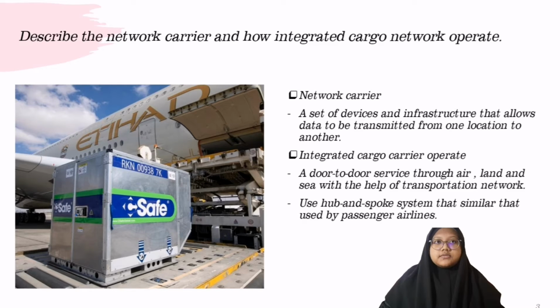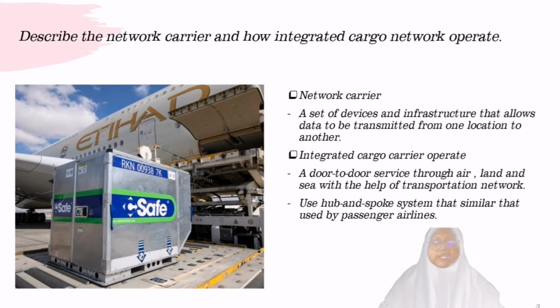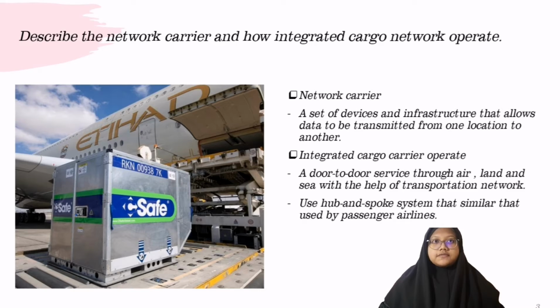Okay, the first question is to describe the network carrier and how the integrated cargo network operates. A network carrier is a set of devices and infrastructure that allows data to be transmitted from one location to another. The data transmission service is offered as a product to the end consumer or to a reseller. For example, all devices from internet to computer and phone will be connected to the technology department to observe what their customer wants when they search in the company website.